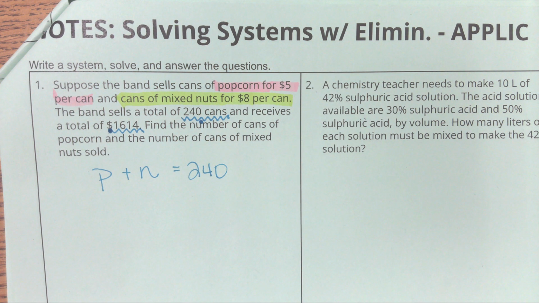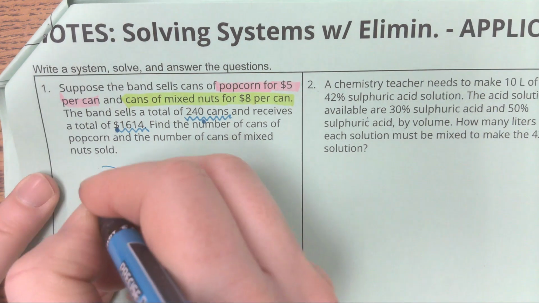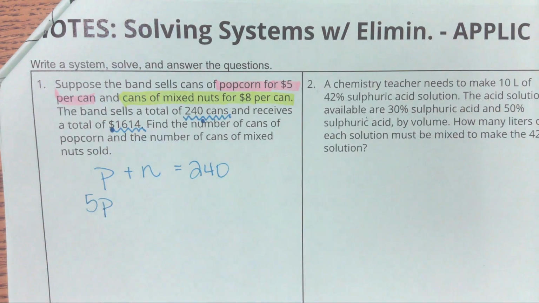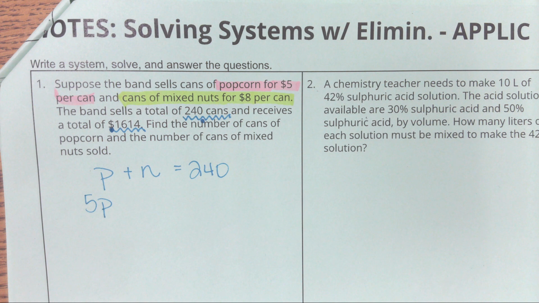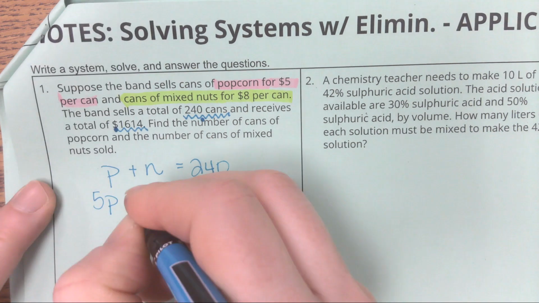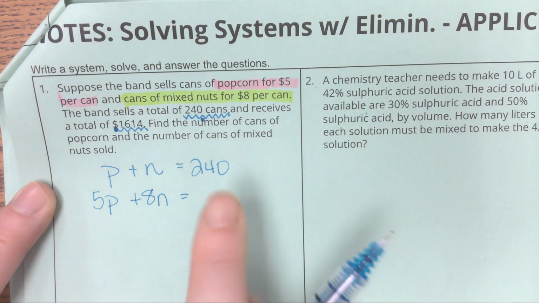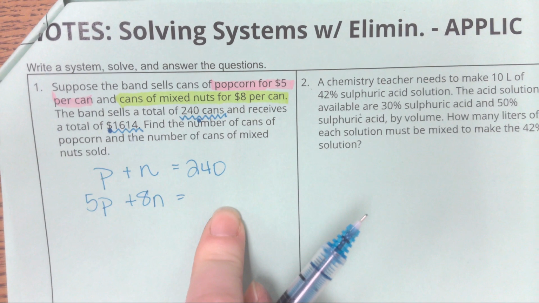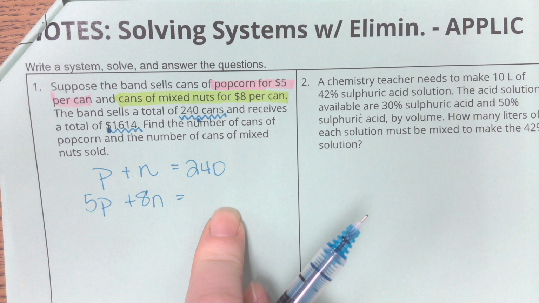Okay. Second, now I'm going to make a second equation with the money. What are you told about the cans of popcorn? We're selling them for $5 per can. So every can I'm going to get $5. I'm going to write that as 5p. How much are you getting for each can of the nuts? Good, so I put the money here. Now this has to be a total of money because I'm talking about the money now. What's the total money earned? Okay.